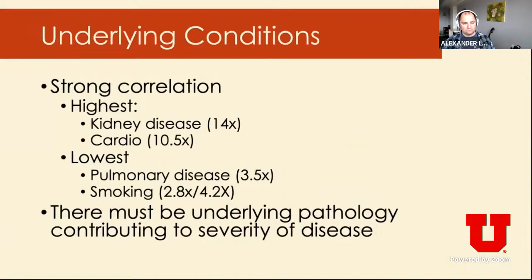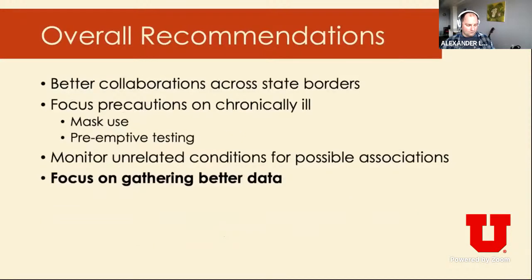With that in mind, we calculated odds ratios for reported conditions. Kidney disease had the highest odds of hospitalization, and we were surprised to learn that those with lowest odds were respiratory in nature. This demonstrates that there's an underlying etiology that is significantly contributing to the severity of the disease. Overall, we recommend better collaboration between states, caution with the chronically ill, monitoring seemingly unrelated conditions, and focusing on gathering better data.